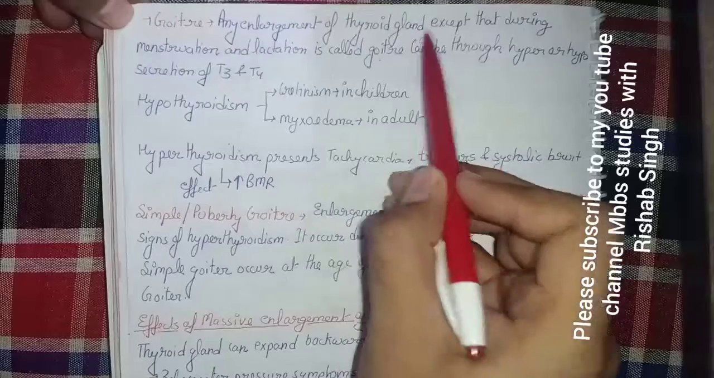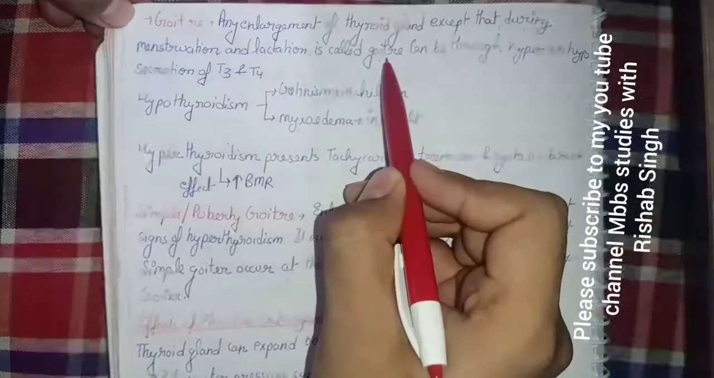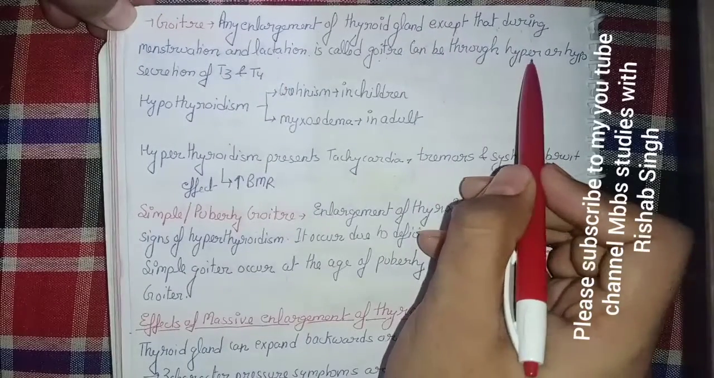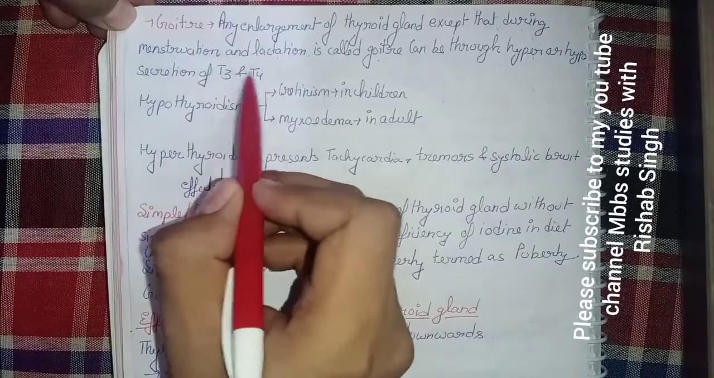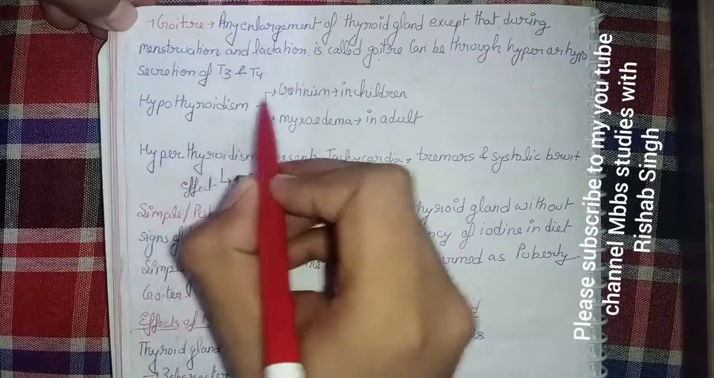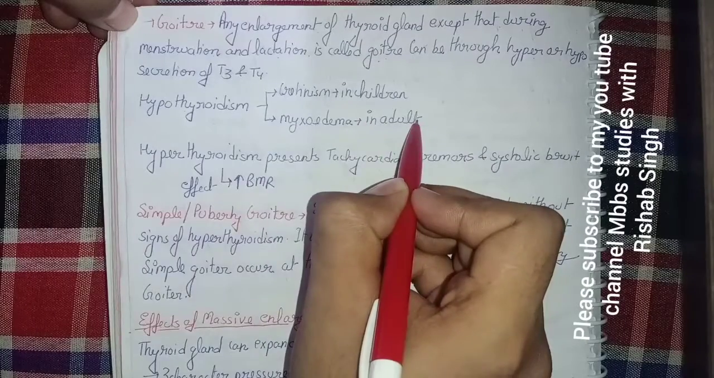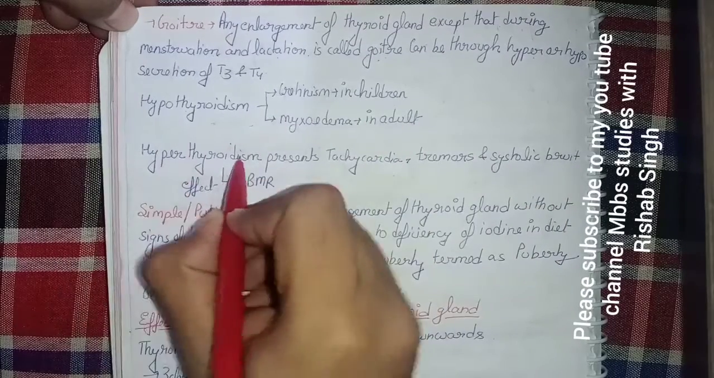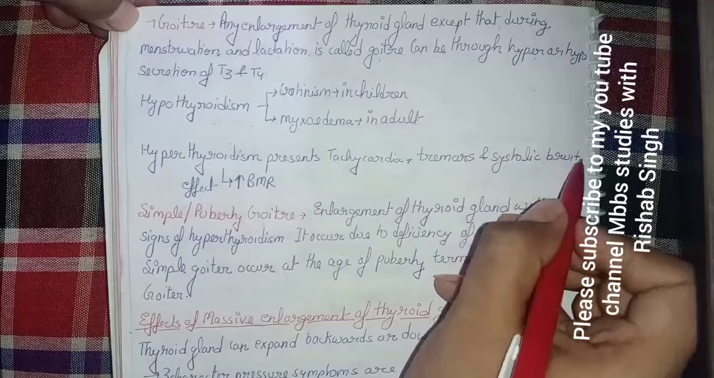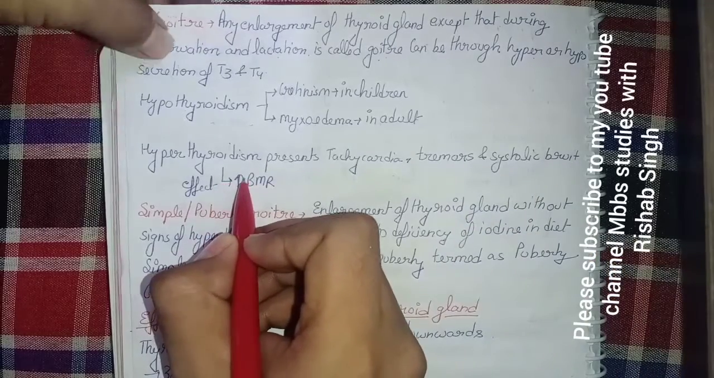Any enlargement of the thyroid gland, except that during menstruation and lactation, is called goiter, and can be through the hyper or hyposecretion of T3 and T4 hormones. Hypothyroidism: cretinism occurs in children, and myxedema occurs in adults. In case of hyperthyroidism, it presents with tachycardia, tremors, and systolic bruit. It will finally increase the BMR.